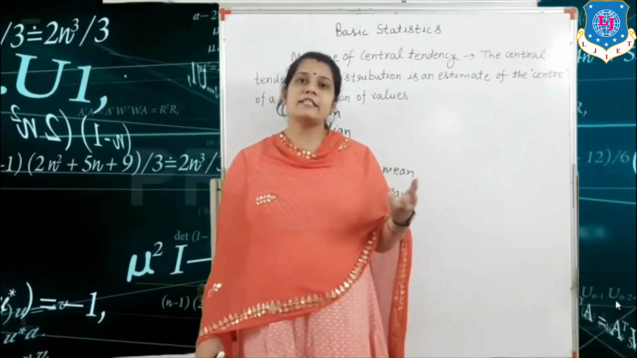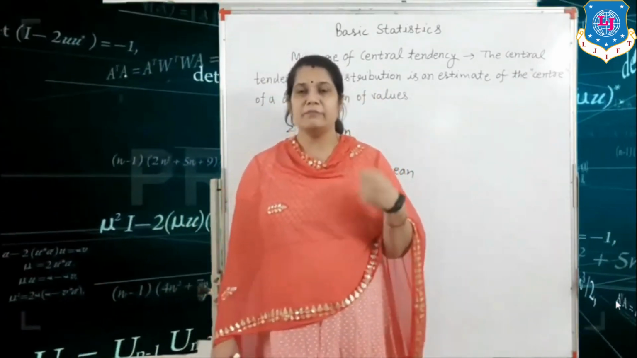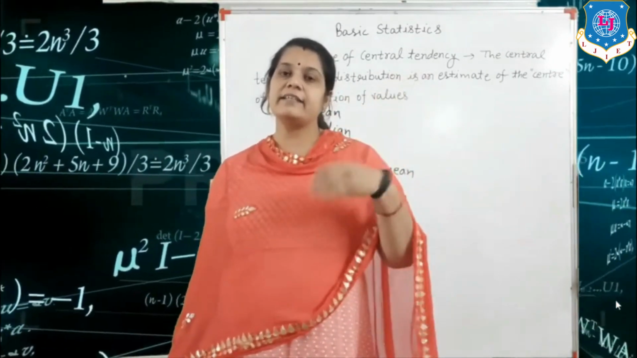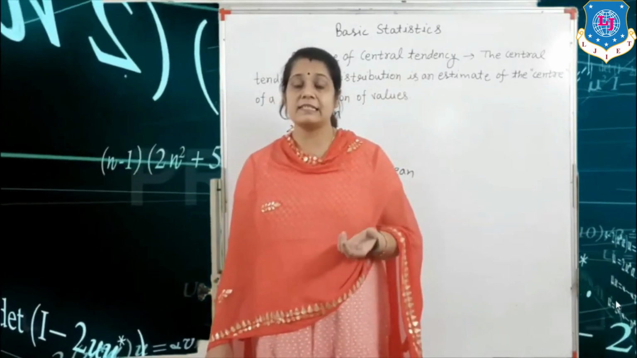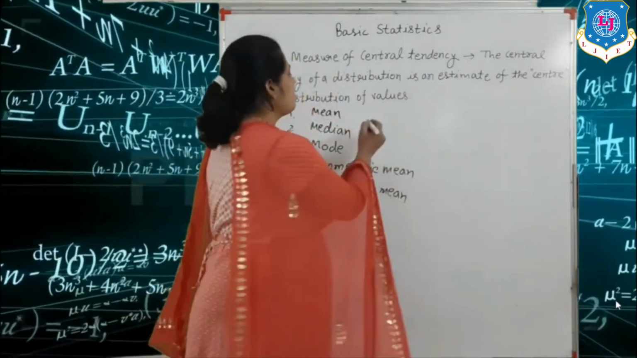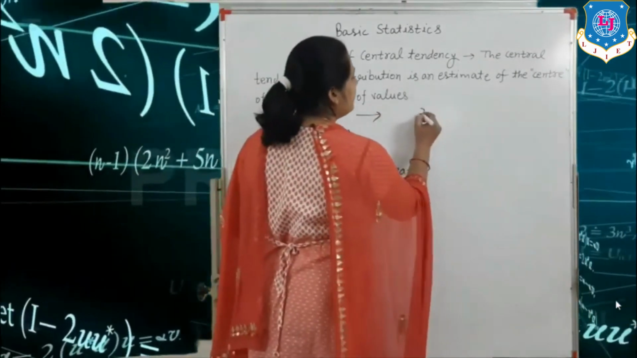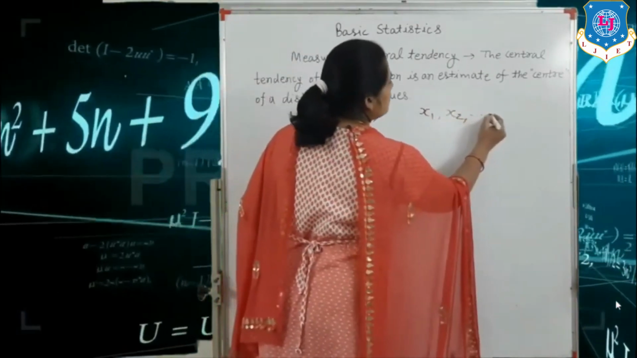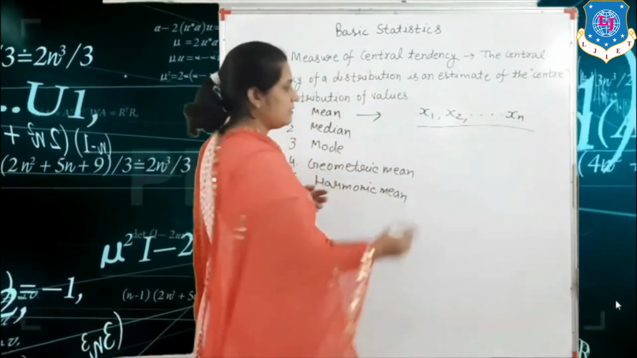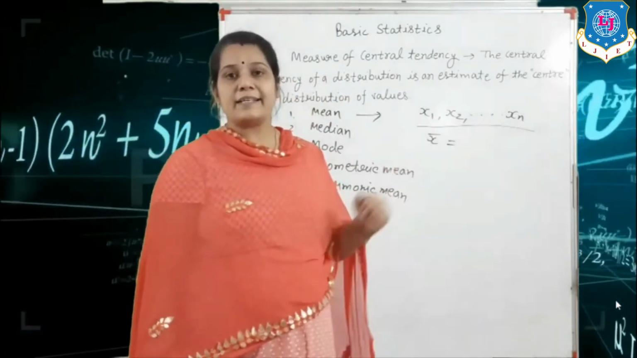We have already seen in the middle classes the process of finding the mean. First we add all the values and divide by the number of terms. This is the ungrouped mean, the arithmetic mean. For example, we have n terms x1, x2 up to xn, the nth values. So what is the mean? We write x bar, that is the arithmetic mean.